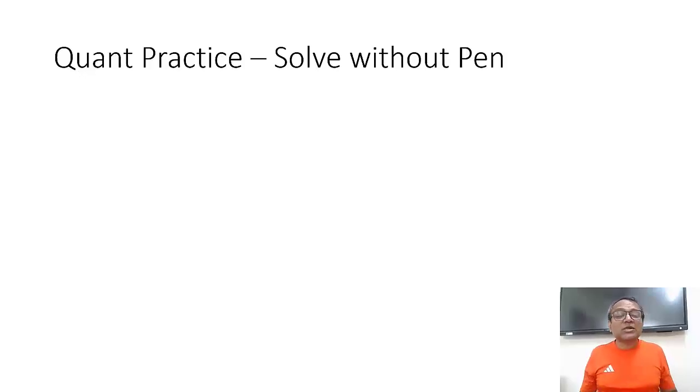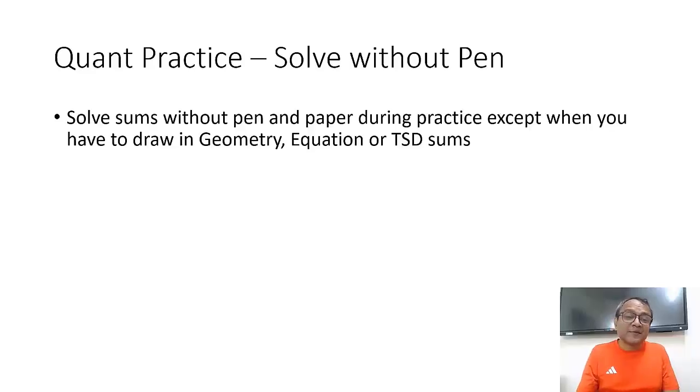First thing, if possible, try to solve without pen. One of the biggest time wasters in the exam, as far as quant is concerned, is using pen and paper. People write for calculation, write for forming equations. The moment you start writing, it takes time to write, and automatically the approach becomes longer. But if you can do it mentally, it becomes faster. So if you're really aiming for 100 percentile, try to solve as many sums as possible without pen and paper. As a matter of fact, force yourself not to use pen and paper while practicing.